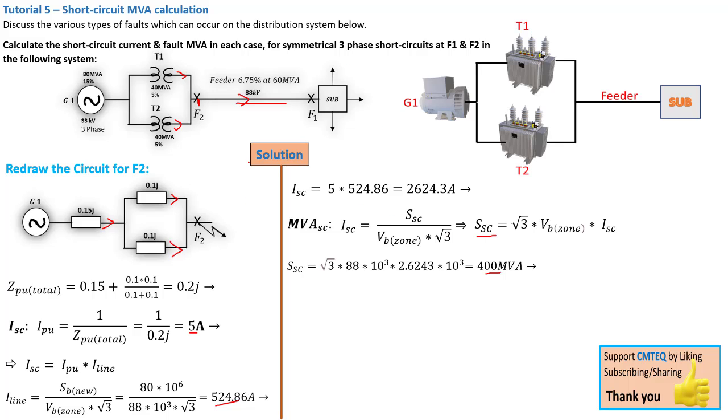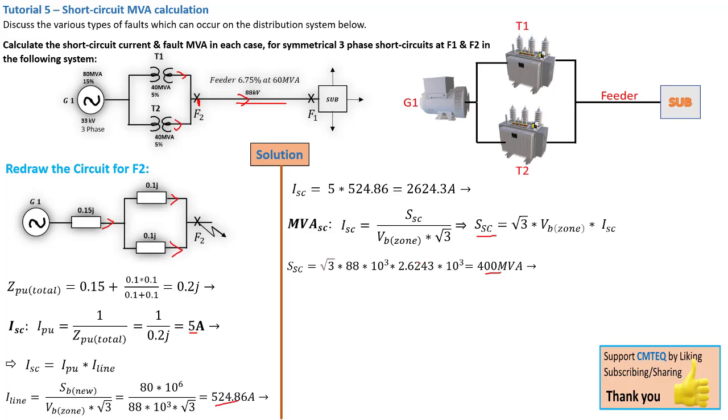And as you can see, just by removing the feeder, making the fault to be at this point here, we got a higher fault current and a higher megavolt ampere fault level. And that is exactly the reason why per unit is very much important.